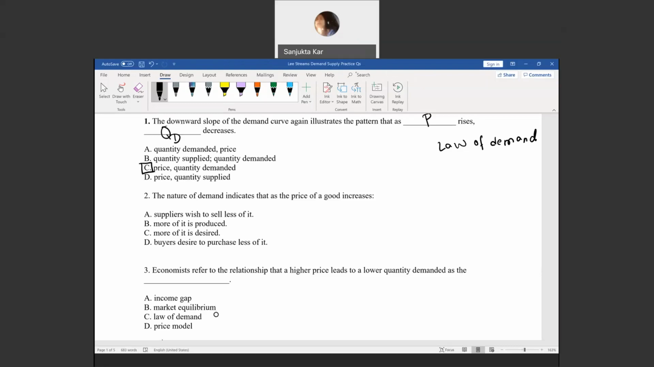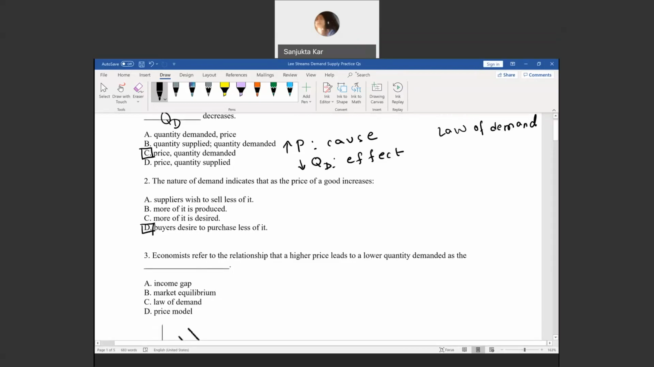So basically, an increase in price is the cause, and the fall in quantity demanded is the effect. Second one, the nature of demand indicates that as the price of the good increases, buyers will desire to purchase less of the good.